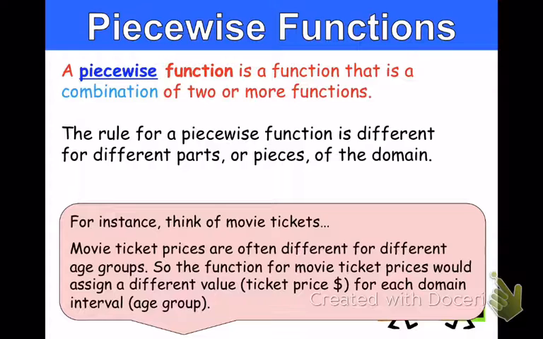All right, so for instance, think of a movie ticket. So movie ticket prices are often different for different age groups. So the function for movie tickets would assign a different value or a different price based on the domain, which would be the age. So you can have like student tickets, adult tickets, children tickets, and free tickets for kids under 2 or something like that. So again, those would be the different pieces of the function in this case.